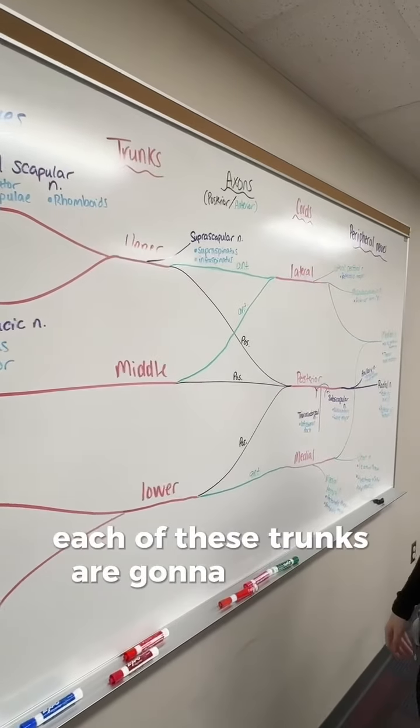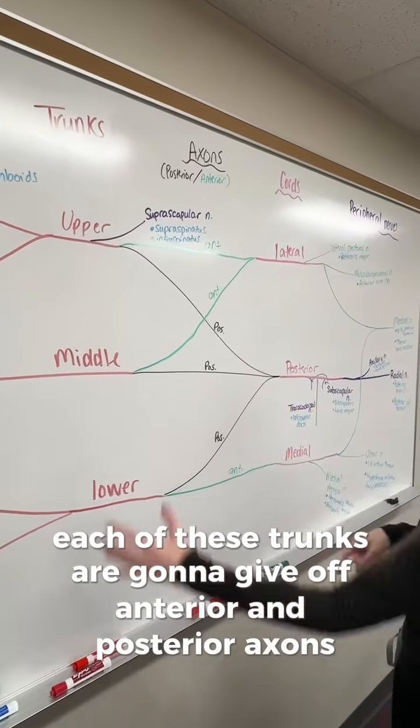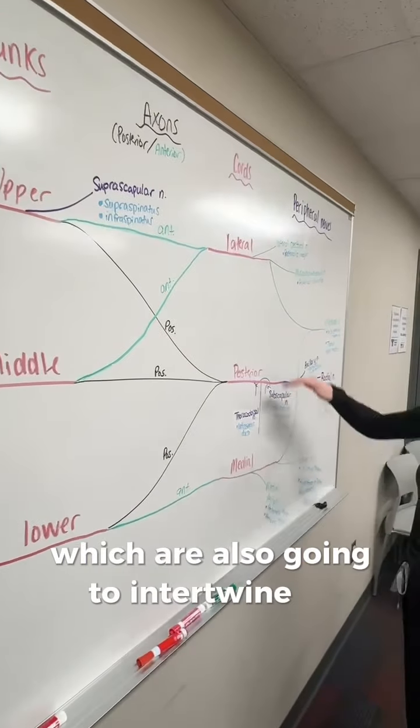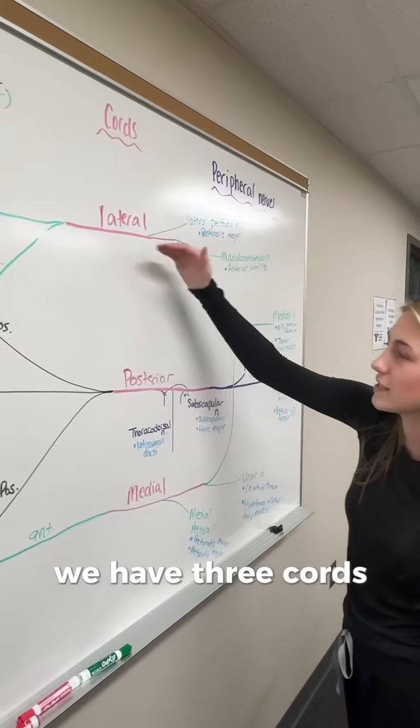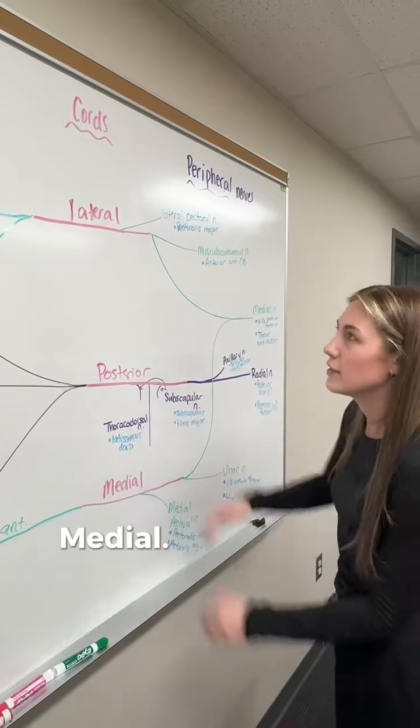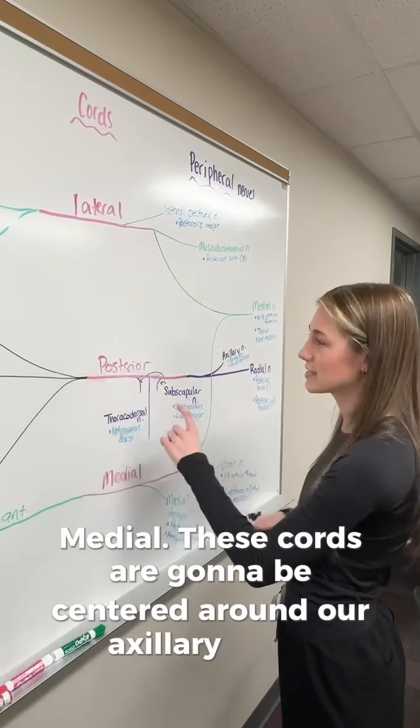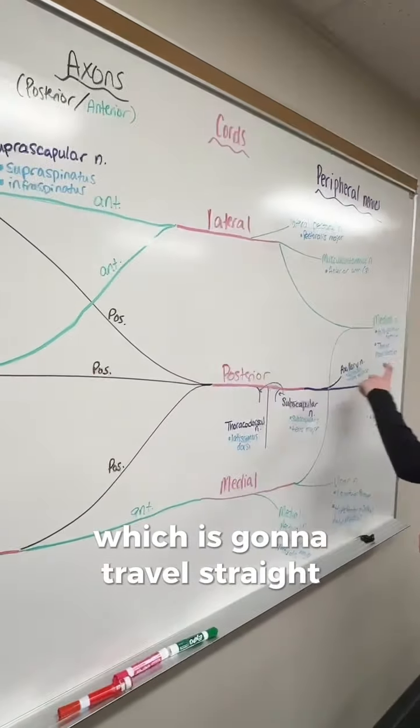Each of these trunks are going to give off anterior and posterior axons, which are also going to intertwine to create our cords. We have 3 cords, lateral, posterior, and medial. These cords are going to be centered around our axillary artery, which is going to travel straight through our brachial plexus.